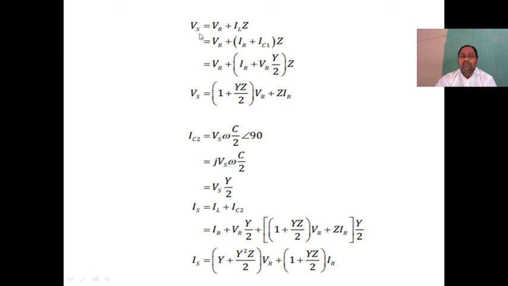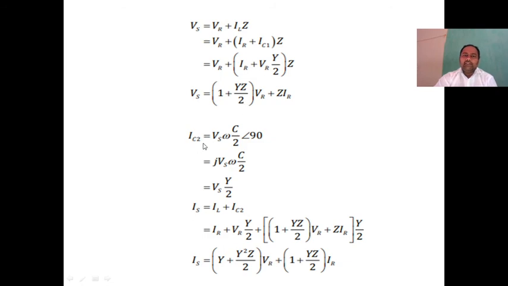This is a simple equation. Vs is equal to VR plus ILZ. Substitute the IL value, IL is IR plus IC1. IC1 we already know, the charging current on the receiving end side. Substitute VR into Y by 2. We get Vs is equal to (1 plus YZ by 2) of VR plus Z IR.